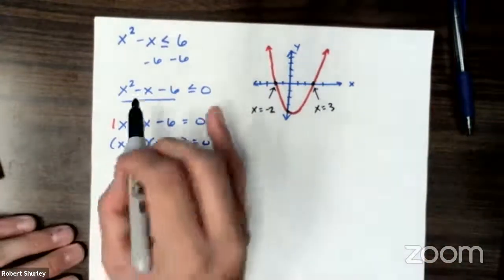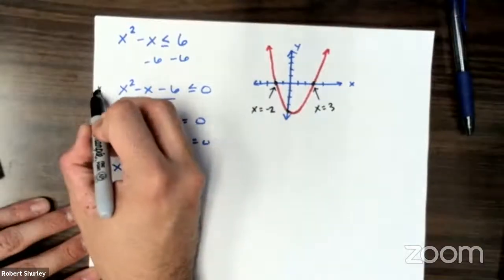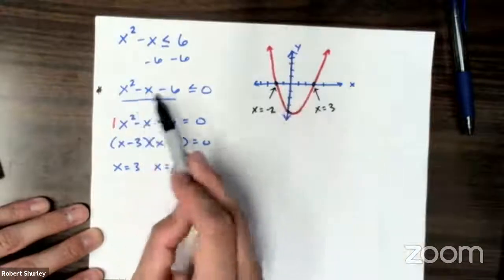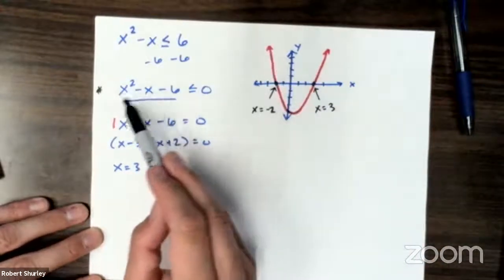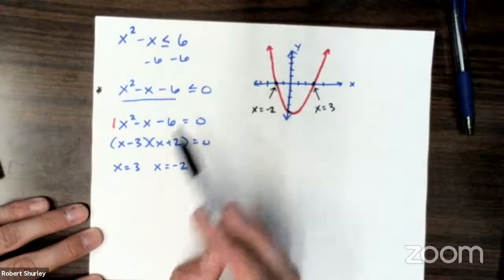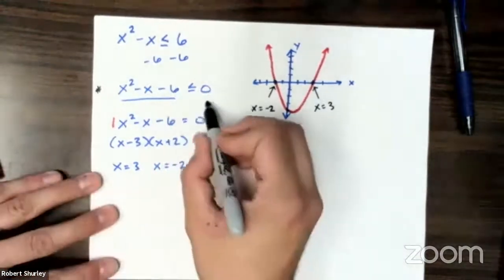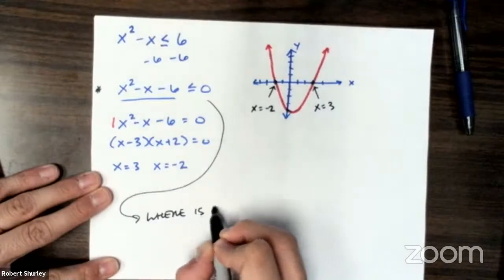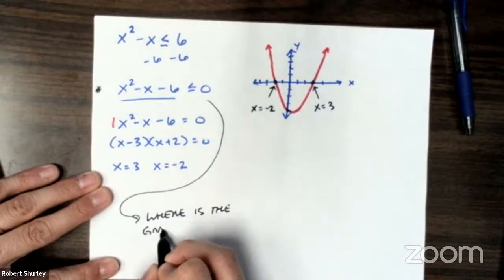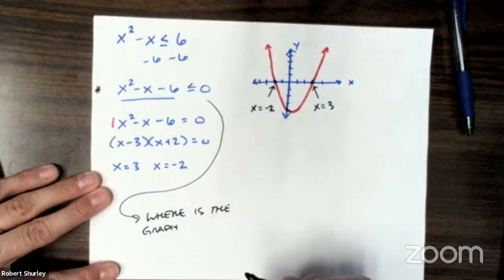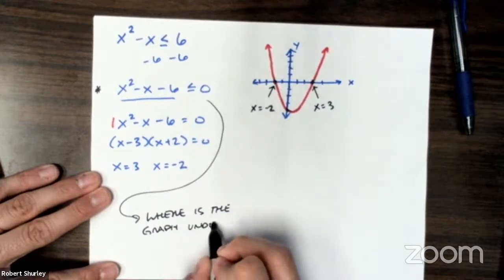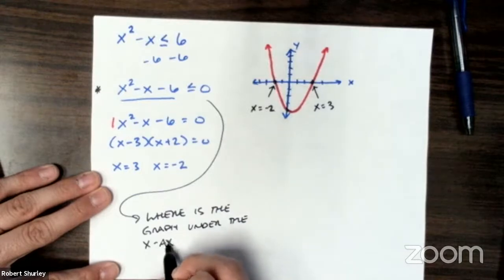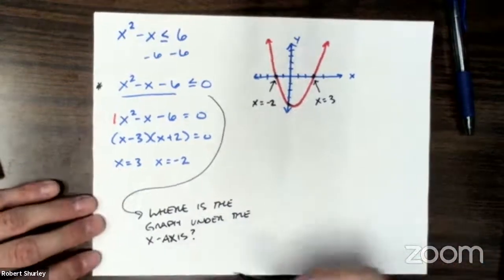And now I've got to go back to this question right here. This is what's important. I need to know where is this graph? Here's our graph. There's the equation. There's the graph. Where is this graph less than or equal to 0? So for this question, I'm going to write this one out too. Where is the graph? I'm going to write it like this. Under the x-axis. It's another way to think of it. Where is this graph under the x-axis?